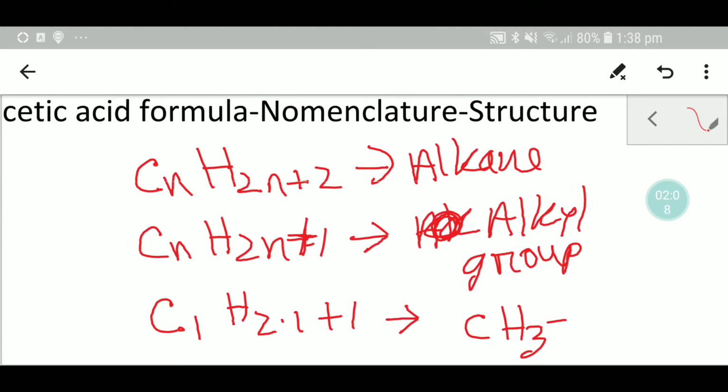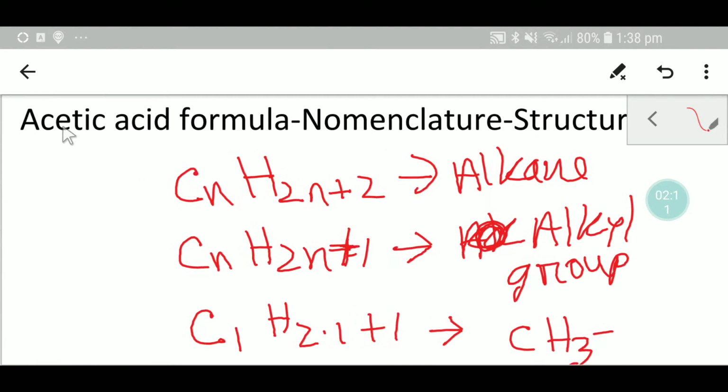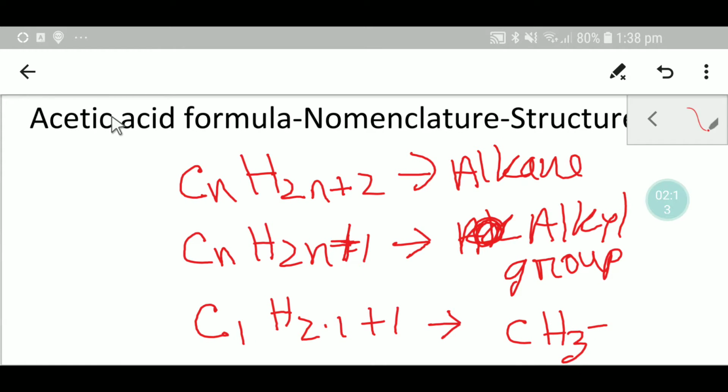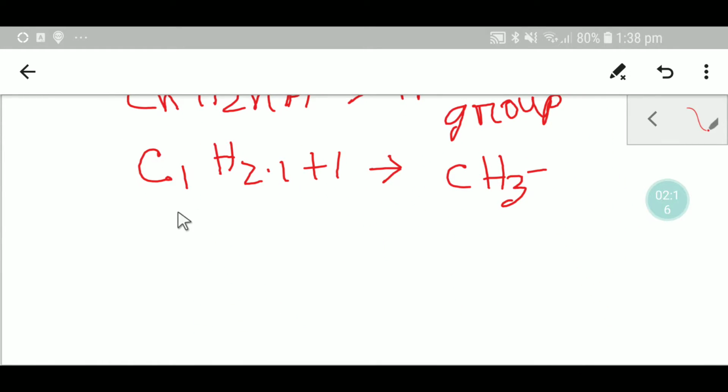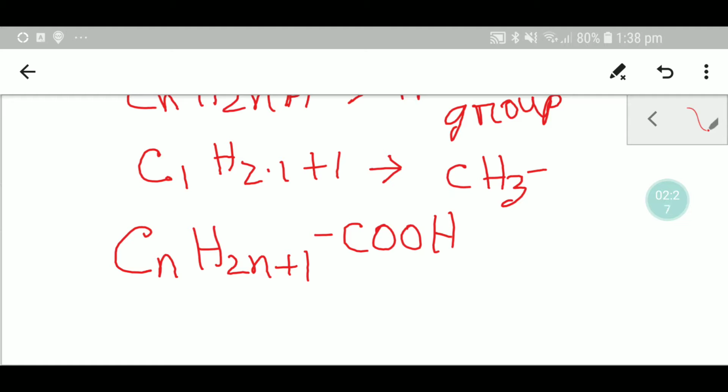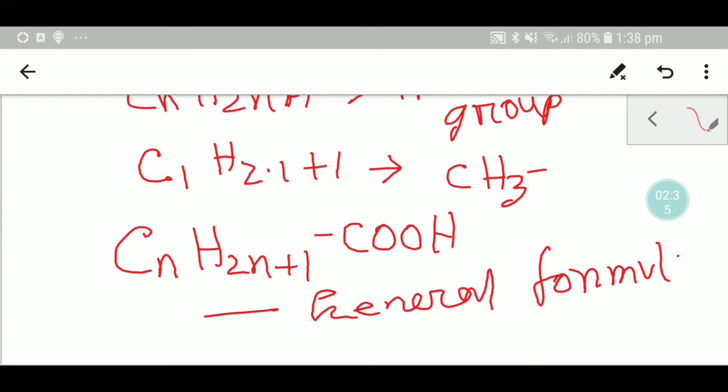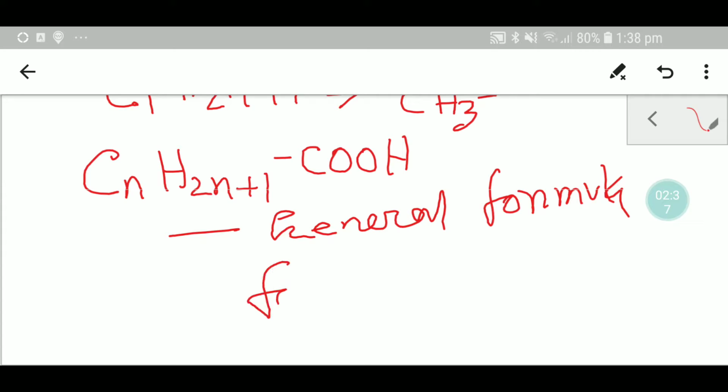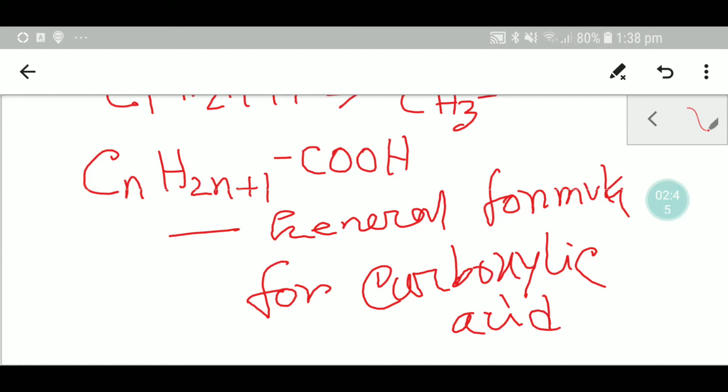Now we'd like to write the general formula for acetic acid, or the general formula for carboxylic acid. So let me write the general formula for carboxylic acid: CnH2n plus 1, and you have here a carboxylic group, and this is the general formula for carboxylic acid.